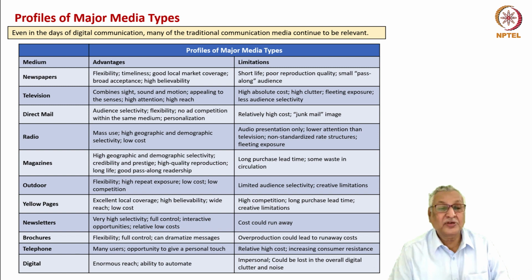In magazines, we have high geographic and demographic selectivity. For example, if you target an advertisement in Business Today, a business magazine, all the professionals are likely to witness that. On the other hand, if you put an advertisement in a home magazine, all the homemakers are likely to see it. So there is selectivity associated with magazines because magazines themselves are bucketed in terms of various reader profiles.